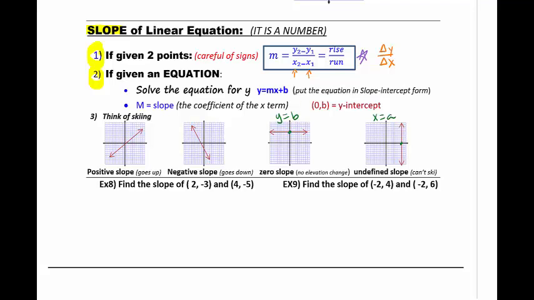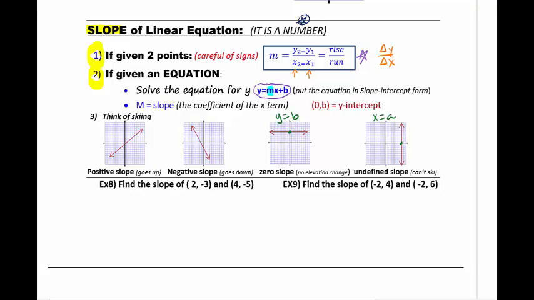The second way is if you're given an equation. If you are given an equation, you have to put it in the form of y equals mx plus b. The coefficient in front of the x is your slope. This is called slope-intercept form. It's really important that you understand that slope is a number. It can be negative, positive, it can be a decimal, it can be a fraction. When it's in the form of y equals mx plus b, the coefficient of x is my slope, and the point 0, comma b is my y-intercept.